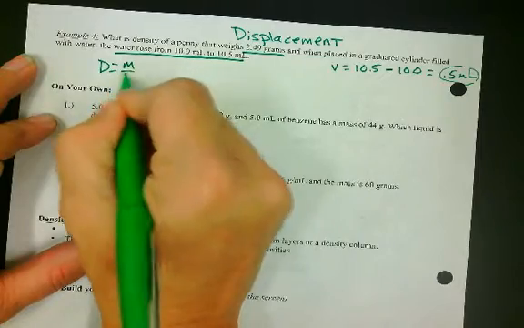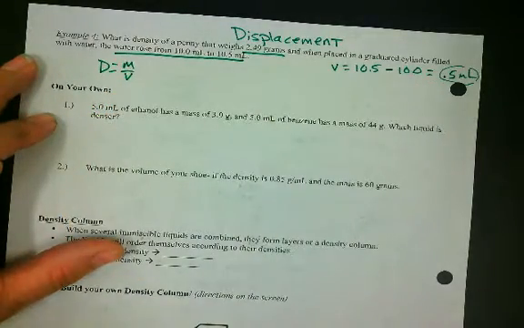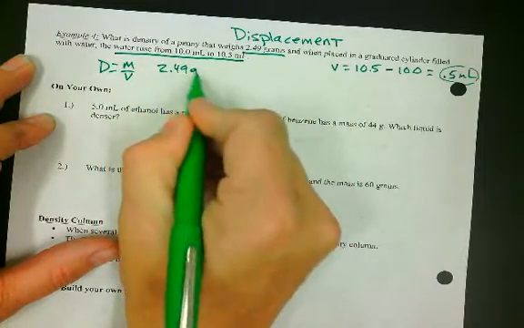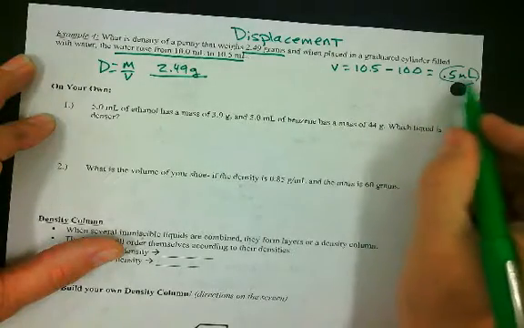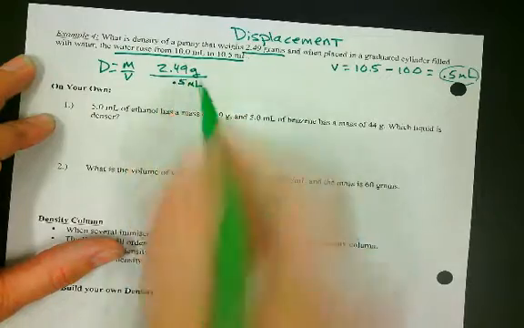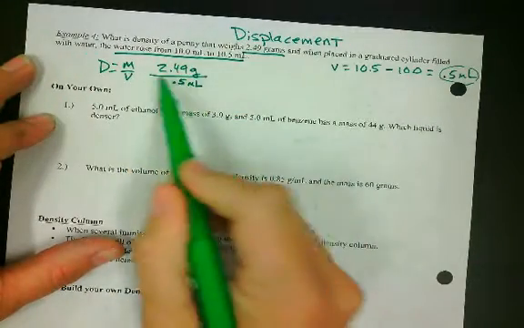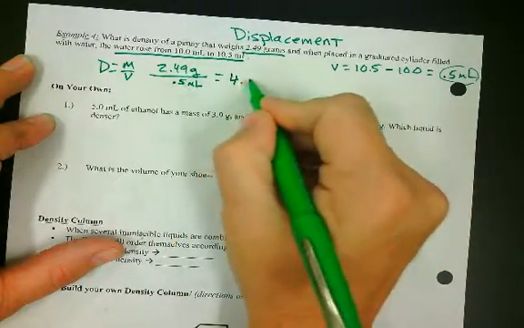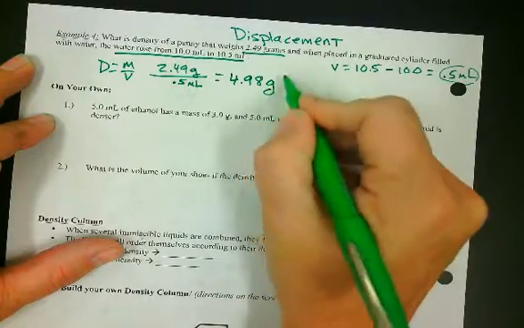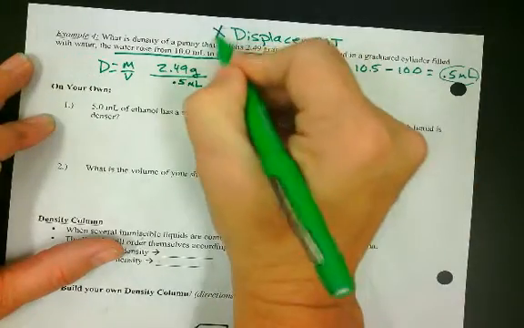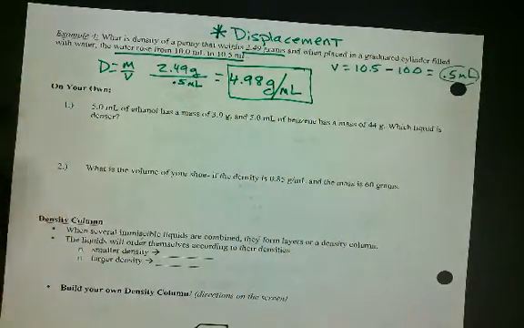So then we still stick everything that we have into our formula, D equals M over V. So it's just that extra step to calculate for volume. So our mass was 2.49 grams, divided by our volume, the displacement volume, how much it raised the water, basically. So 2.49 divided by 0.5 milliliters is going to give you 4.98 grams per milliliter. So this is definitely something you need to know how to do, displacement.